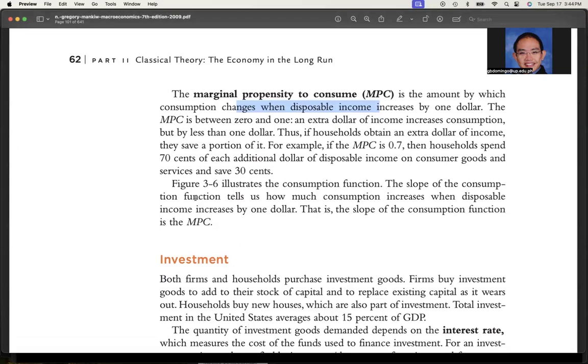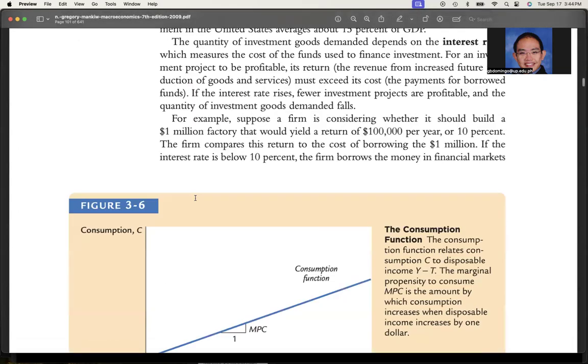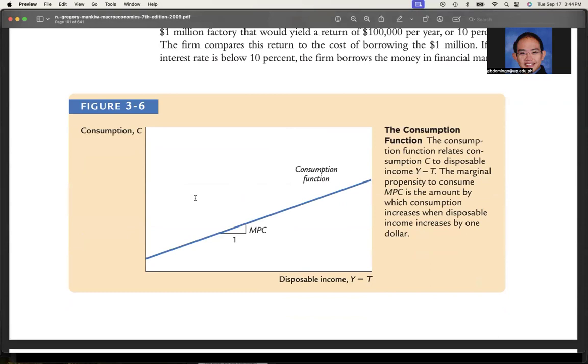So figure 3-6 illustrates the consumption function. Let's check it out. It's very simple. The x-axis is Y minus T, or disposable income. The y-axis is consumption. Notice that the slope here is less than 1 because the MPC is less than 1. The slope of the consumption function is the marginal propensity to consume.